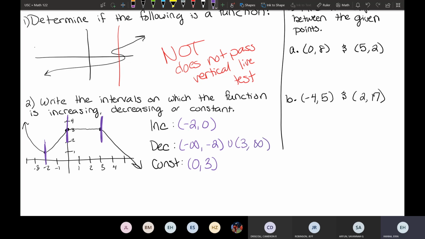Again, the other day I said that if you do brackets, that's perfectly fine. Brackets versus parentheses.